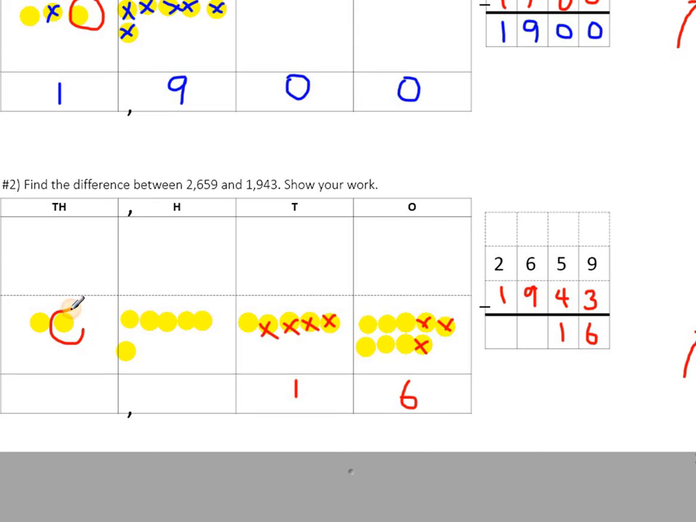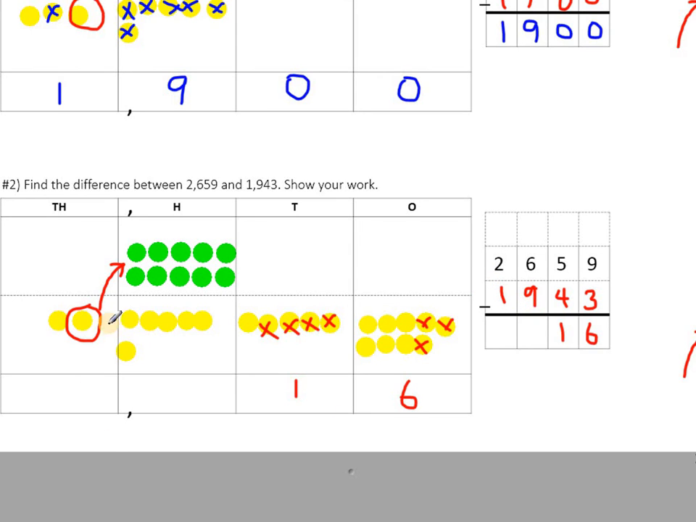So this is 1,000. It's one dot, but that dot stands for 1,000. And it's going to move over here to the hundreds place. And when it gets to the hundreds place, it's going to be 10 hundreds. So I'm moving this dot right here. 1,000 comes over here, and it becomes 10 hundreds. Now I'm ready to subtract.